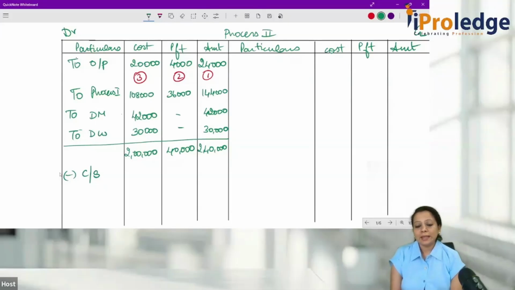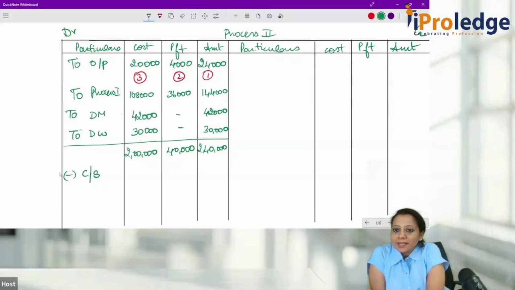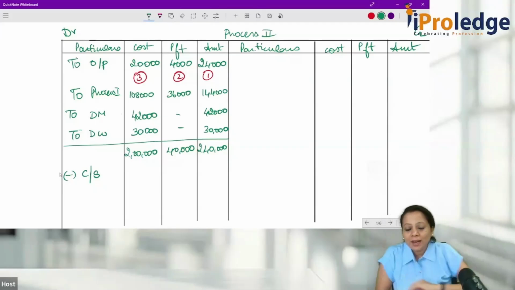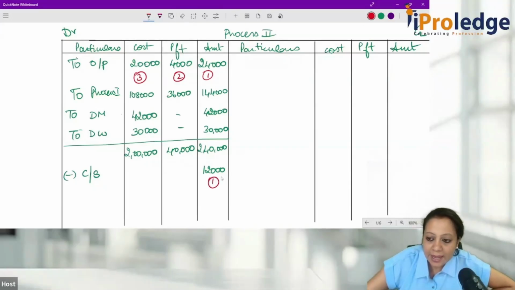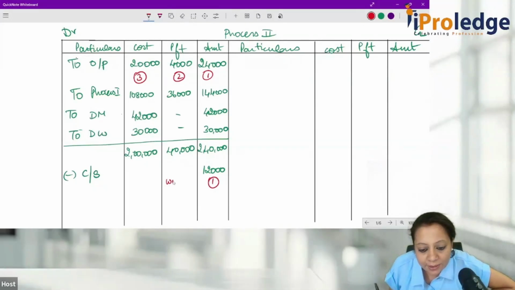Now here you see in opening stock there is profit sitting inside. So that means there could be profits in the closing stock also. How are we supposed to find out? Now listen to me very carefully. First I'm writing 12,000 here. This is point number 1. Then I will do the working note for this.